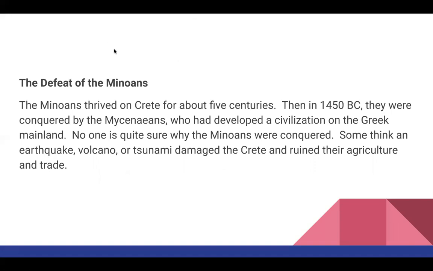The defeat of the Minoans. The Minoans lived on Crete for about 5 centuries. Then in 1450 BC, they were conquered by the Mycenaeans, who had developed a civilization on the Greek mainland. No one is quite sure why the Minoans were conquered. Some think an earthquake, volcano, or environmental damage on Crete ruined their agriculture and trade.